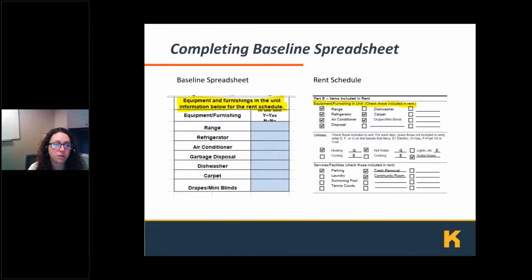The other section right next to that is for your equipment and furnishings. This is the same thing. So let us know, do you have this at your property? Take a look at your rent schedule. Does it match?